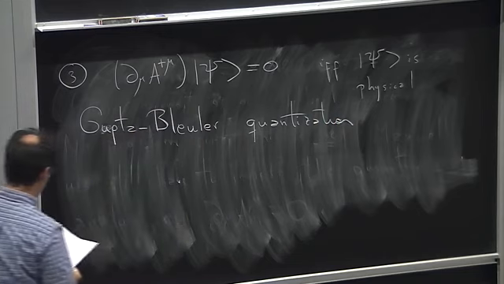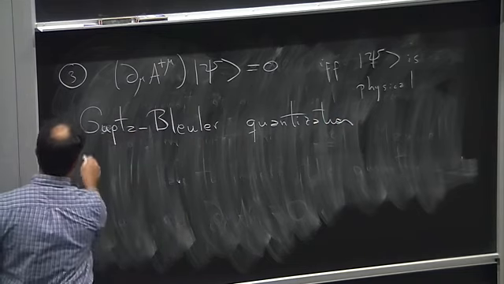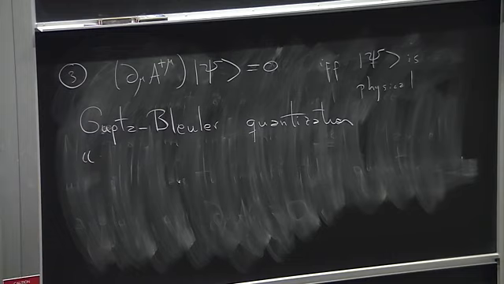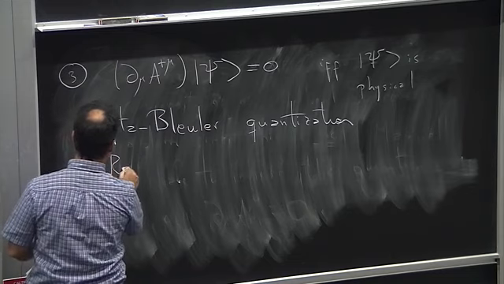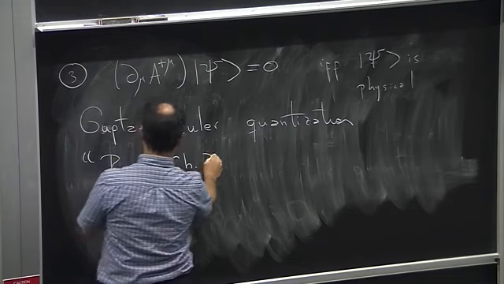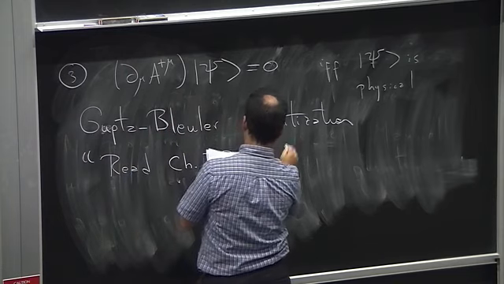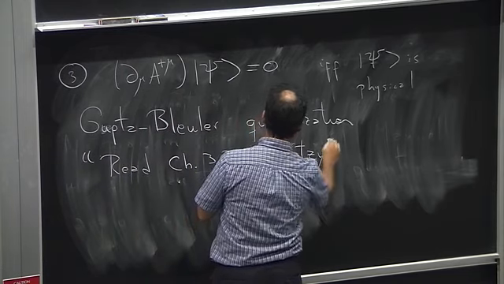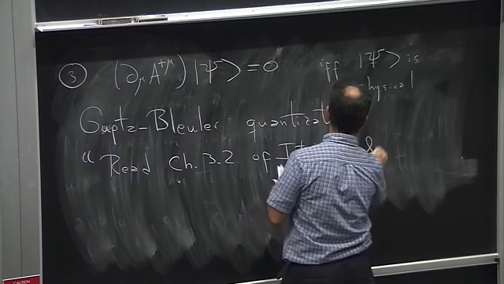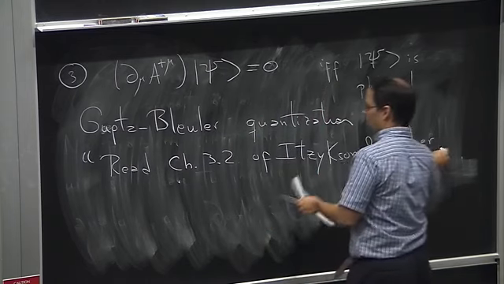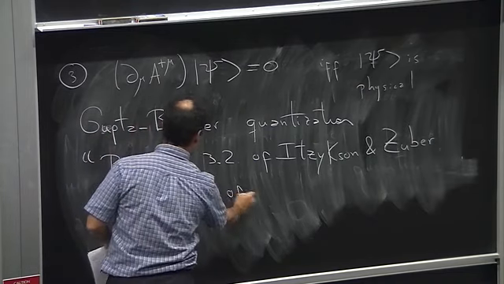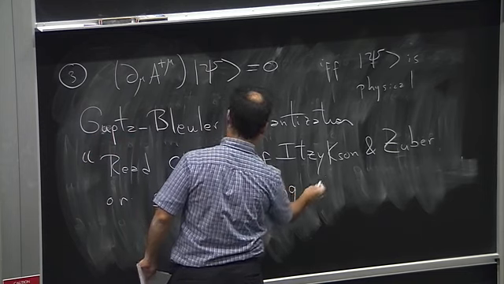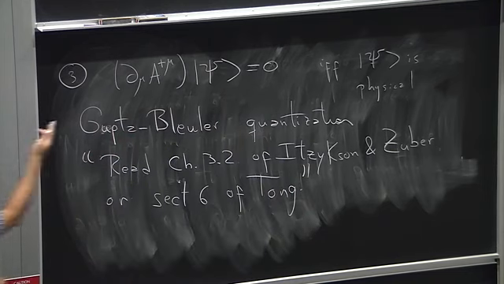Okay, and here is one of these quotation mark exercises, which is to read chapter 3.2 of Itzykson and Zuber, or section 6 of David Tong's lecture notes, to see how the whole procedure is done, okay?